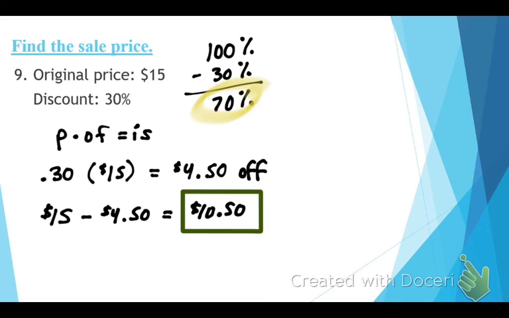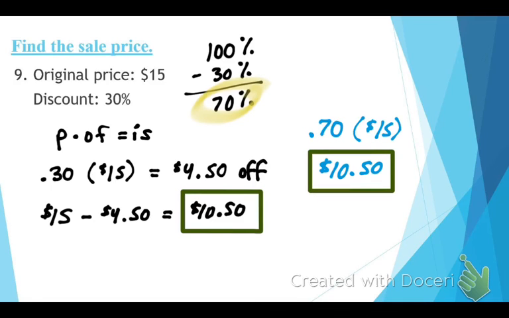So here's the way that I would like to do it. I like to use that 70%, change that to a decimal, and watch how fast this is. So we've got 0.70. Let's multiply that by the original amount of $15. Guys, what's 0.70 times $15? Does that look familiar? Look at that. That whole thing is done in one easy step if you just find the percentage that you have to pay.